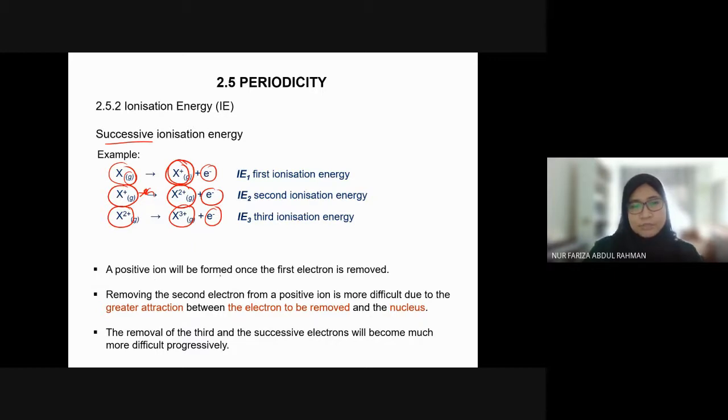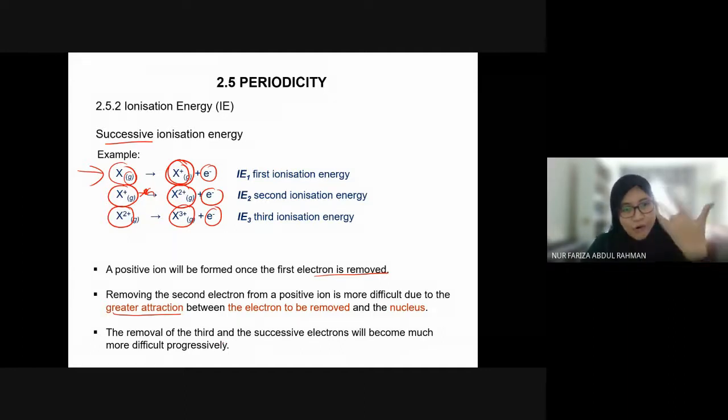A positive ion will be formed once the first electron is removed, like the first ionization energy. Removing the second electron from a positive ion is more difficult due to greater attraction between the electron to be removed and the nucleus. Therefore, the removal of the third and successive electrons will become more and more difficult progressively. Logically speaking, the more electrons you remove, the less repulsion we have.